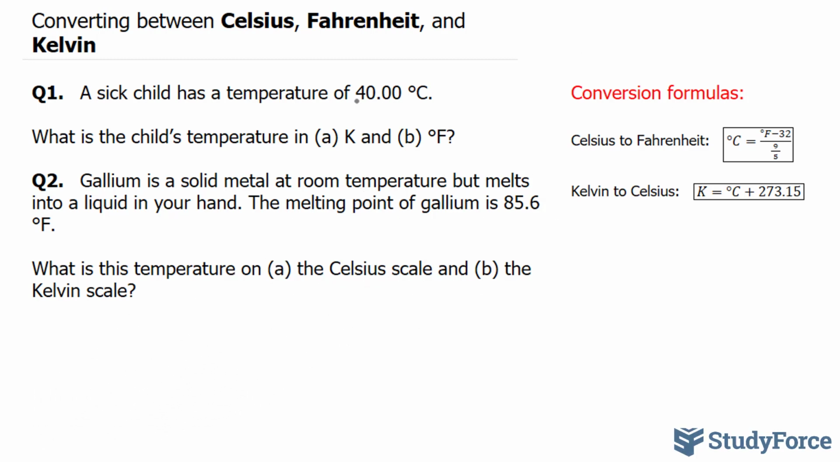We'll start with A. To find the equivalent of 40.00 Celsius in Kelvin, we need to use this formula, where Kelvin is equal to Celsius plus 273.15. So let's go ahead and substitute 40.00, and also keep in mind that 273.15 is an exact number, so the amount of significant figures here doesn't count towards when we're using the rules of significant figures.